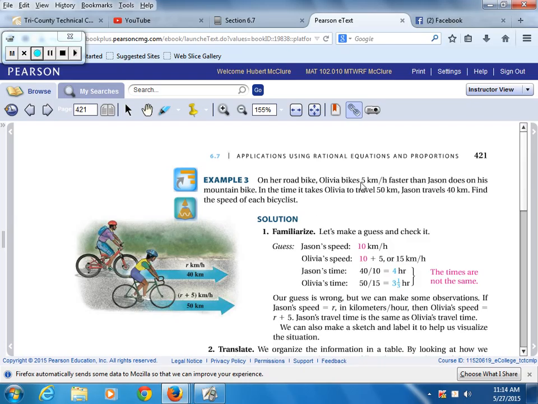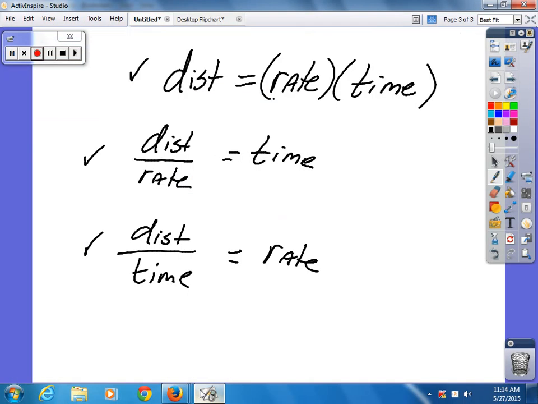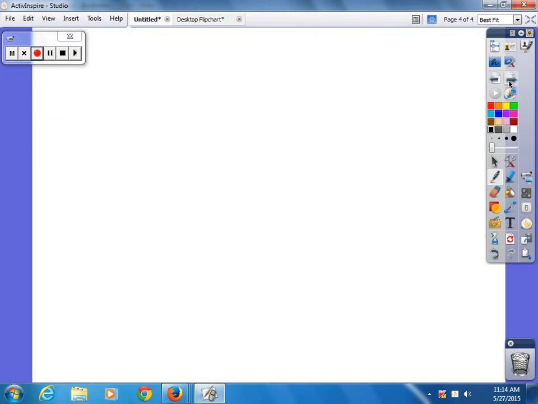Okay? Olivia bikes 5 kilometers faster than Jason does on his mountain bike. In the time it takes Olivia to travel 50 kilometers, Jason travels 40 kilometers. Find the speed of each cyclist. All right, the first thing you should do when you do a problem with motion is you should get your handy dandy whiteboard up and you should draw a box.